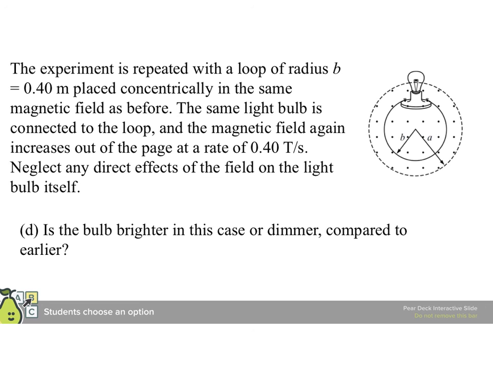Well, we have now less area, but the same rate of change. So we're going to get less EMF. All right, less A leads to less EMF, which leads to less current, which means dimmer. We would end up with the bulb being dimmer.